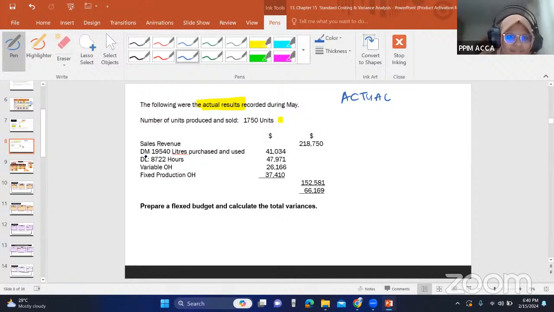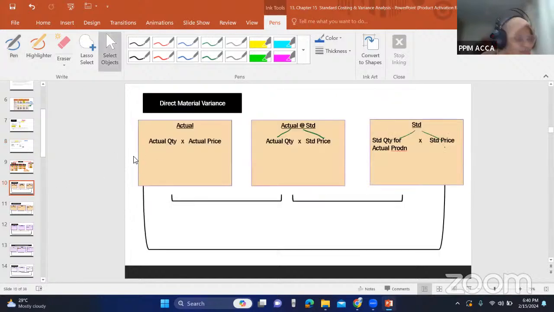Actual quantity. Look at the direct material. 19,540 liters were purchased and used. So the actual quantity that we used was 19,540. So that's exactly what has to come here, 19,540.